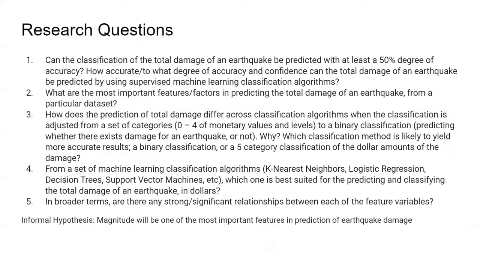So some of the research questions are what the most important features and factors are in predicting total damage in an earthquake, and how the prediction changes when classifying binary versus non-binary, whether damage occurs or not, versus classifying if the damage is low, medium, high, etc. And from the set of machine learning algorithms, which one is best for predicting and classifying total damage? And in broader terms, are there any strong or significant relationships between each of the feature variables?